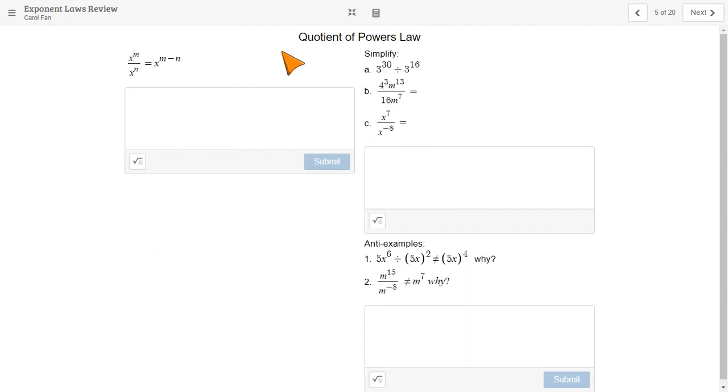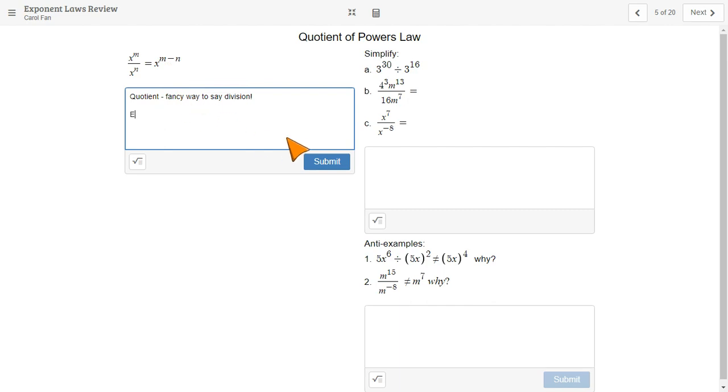Right, the next rule that we have, Quotient of Powers Law. The word quotient is a fancy way to say division. And so this is going to be about dividing powers. Here it says x to the power of m divided by x to the power of n is equal to x to the power of m minus n.